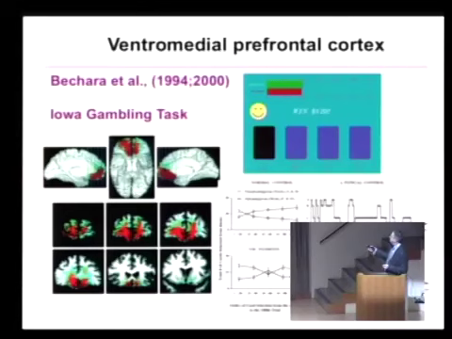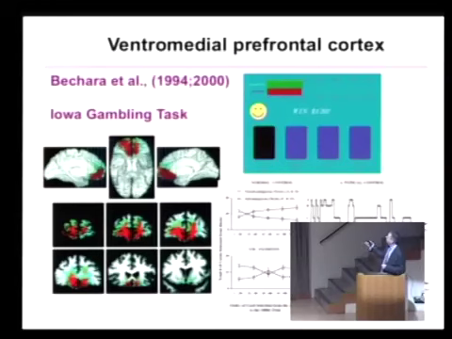So that's down here. It's very hard to see that, probably, especially at the back. But basically what it means is that they were very, very bad at converging on the advantageous decks, whereas human subjects who didn't have damage, so controls, or patients who had damage to other parts of the brain, were actually able to do this.